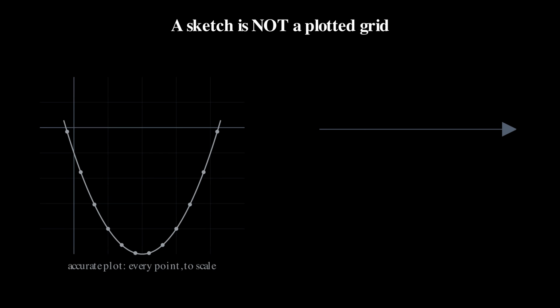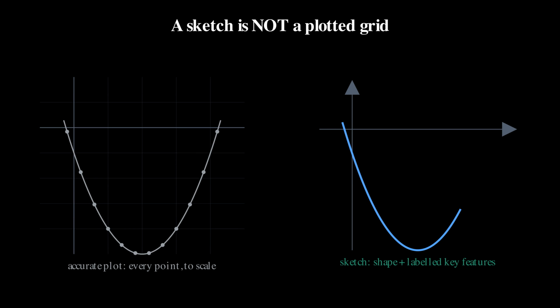No fussy grid, no measured points, just the correct overall shape, drawn smoothly, with the key features marked and labeled. The intercepts, the turning point, the coordinates that matter. A good sketch must show the right shape, the intercepts, any turning points, any asymptotes, and clear labels. Shape plus features. That is what earns the method marks.